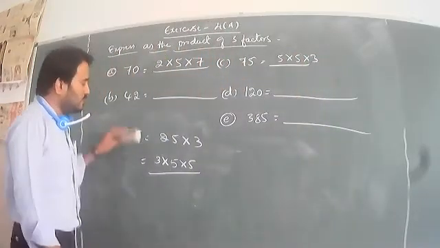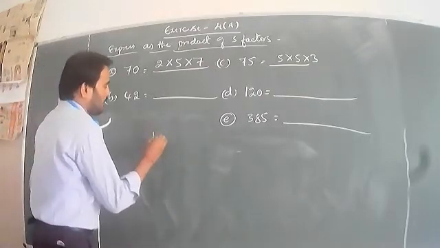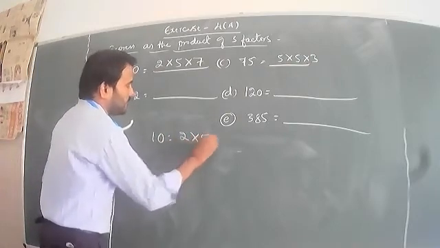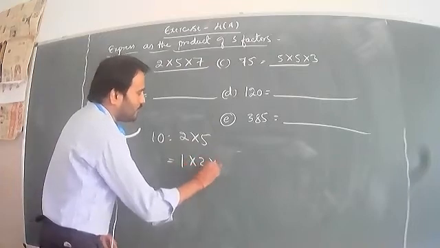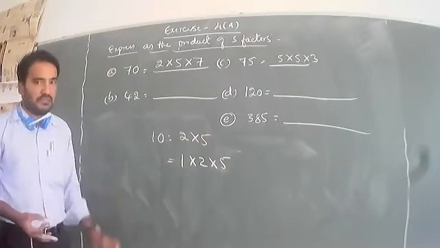Okay, Guruji, sometimes no factors are there. So how to express the factors? So Guruji, 10 is there. 10 is 2 into 5 only. How to express the three factors? So 1 into 2 into 5. Sometimes it is not there. Okay, we can express three factors.